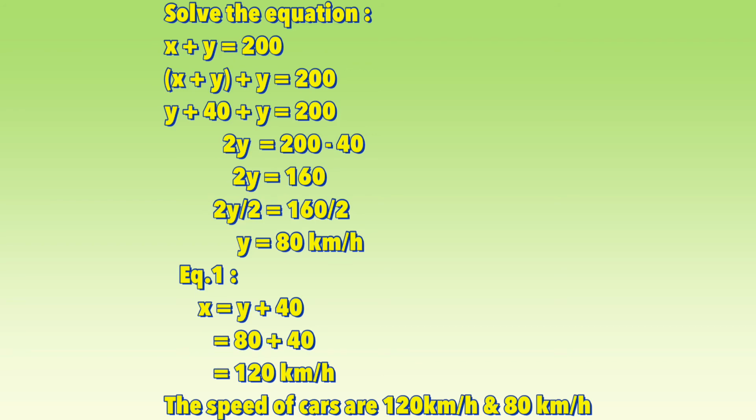Then solve for x using the equation 1. We have to do just only substitute. x equals y plus 40. The value of y is 80, so 80 plus 40. x equals 120 kilometers per hour. So the speeds of the cars are 120 kilometers per hour, and the other one is 80 kilometers per hour.